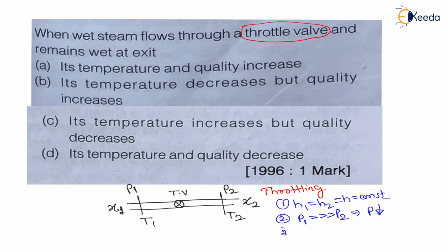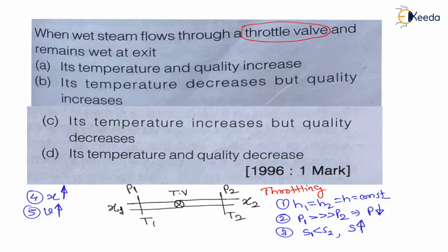Now third point, due to throttling, entropy always increases. That means initial entropy is less than final entropy. This is very important. Due to throttling, enthalpy is always constant, entropy always increases, pressure always decreases. Right. Now my dear students, the fourth point: due to throttling, the quality always increases, because due to throttling the specific volume in the exhaust is increasing.